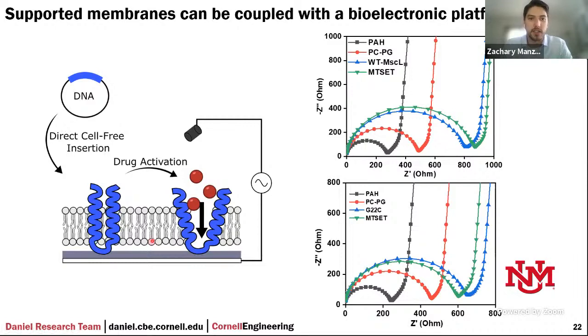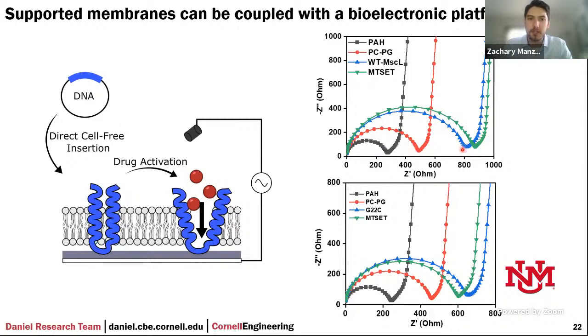What you're looking at is a Nyquist plot showing the changes in impedance. The important characteristic to get out of this is that the radius of this hemicircle corresponds to membrane resistance. And so as you get a larger hemicircle and a larger radius, you're seeing a larger resistance of ion flow through the membrane. We start with a base polymer here. We then add the bilayer, which blocks the flow of ions to the surface, and you see an increase in resistance.